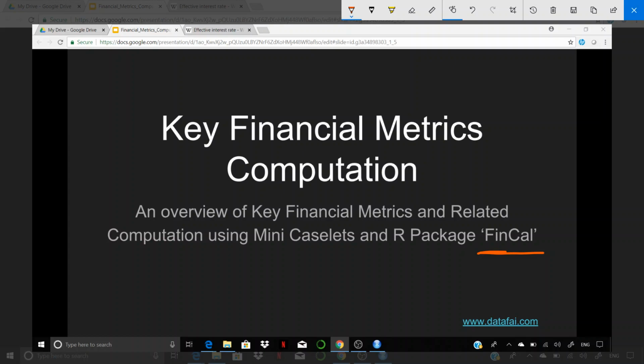And the way we're going to work on this is we will be using very, very small baby cases or caselets to really put the point across to you, right? So let's get started.